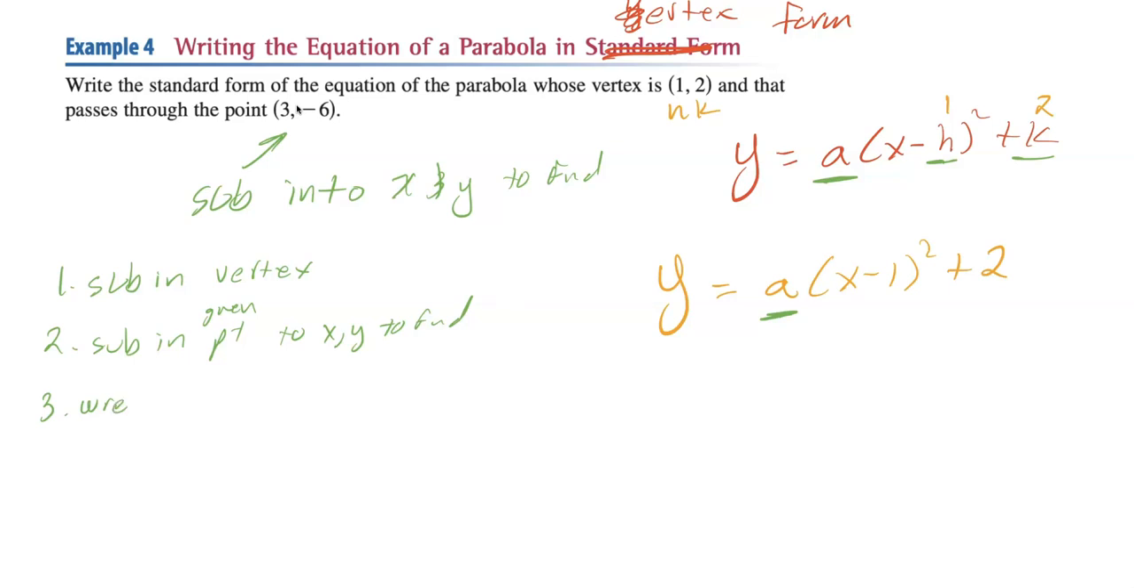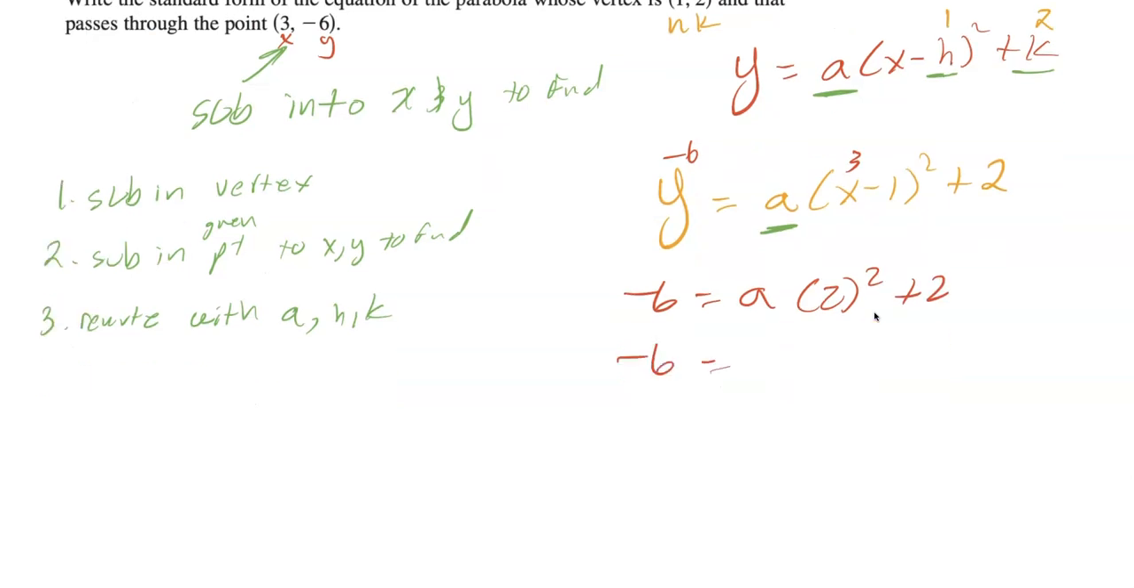Rewrite with a, h, and k. So once we get our answer, we're going to rewrite with a, h, and k. So that's all we have to fill in: a, h, k. I already figured out h and k, the vertex. Now we're going to plug in our point to find our a. This is my x, this is my y. So that's going to go here, that's going to go there. So -6 equals a times (3 minus 1), which is 2, squared, plus 2. So -6 equals, that's going to be 4.